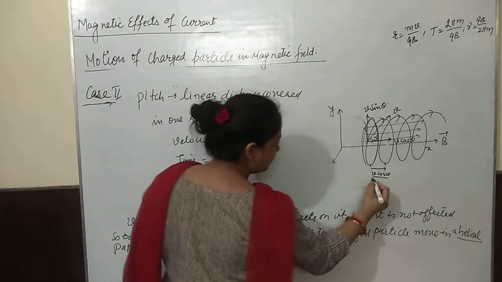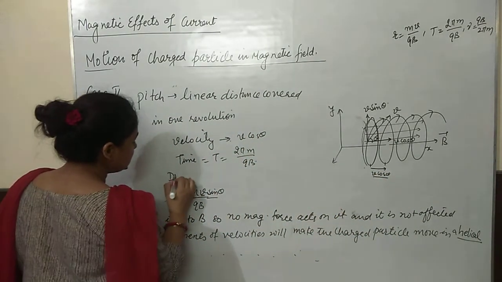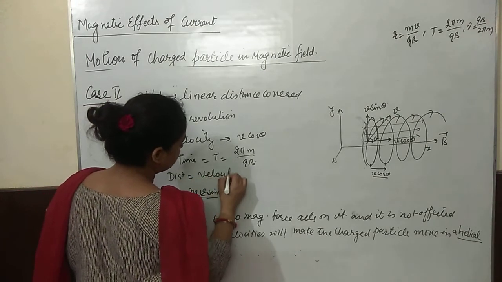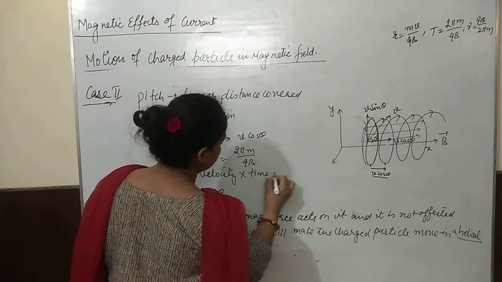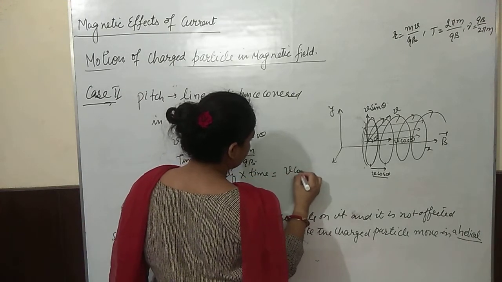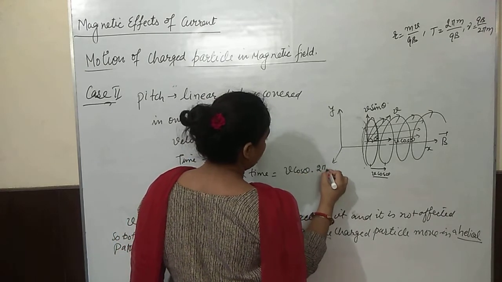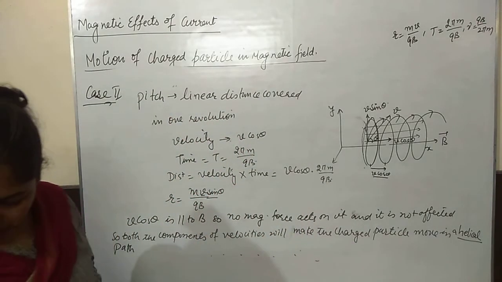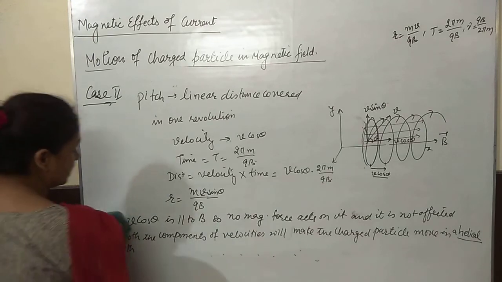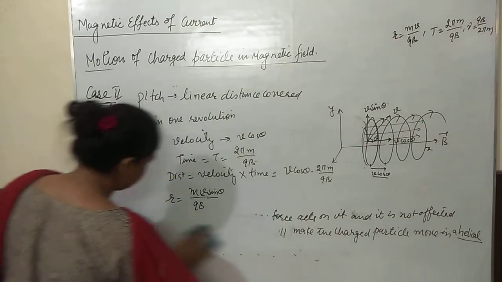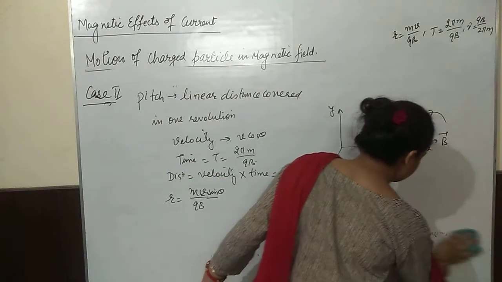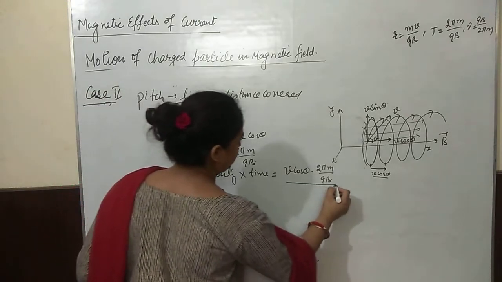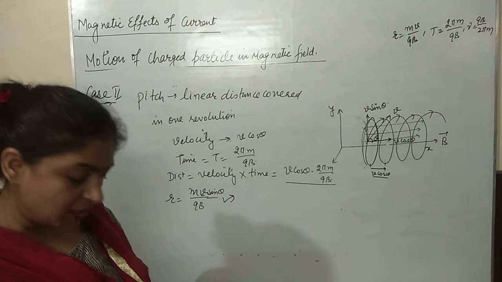So how much distance is traveled from here to here? That is the pitch. We know that velocity is distance over time, so distance is velocity into time. Velocity is V cos theta and time is 2 pi m over q B. So this will give you the pitch of the charged particle when it is moving along a helical path.